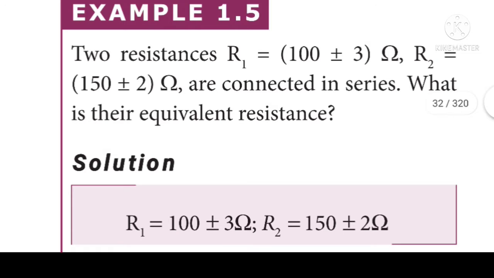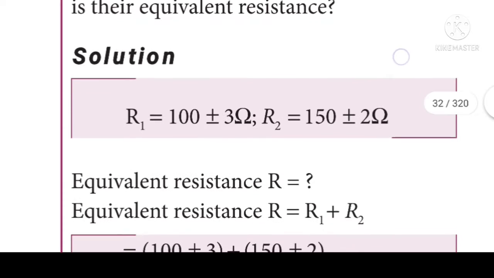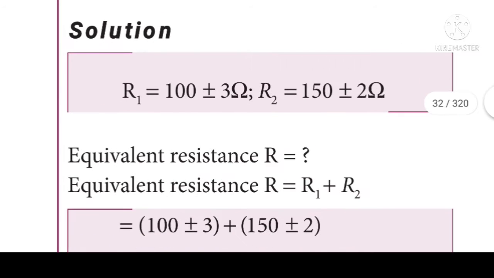Next one, example 1.5. Two resistances R1 is equal to 100 plus or minus 3 ohm, R2 is equal to 150 plus or minus 2 ohm, are connected in series. What is their equivalent resistance? Look at the solution. Let us take R1 is equal to 100 plus or minus 3 ohm, R2 is equal to 150 plus or minus 2 ohm. What is the equivalent resistance?